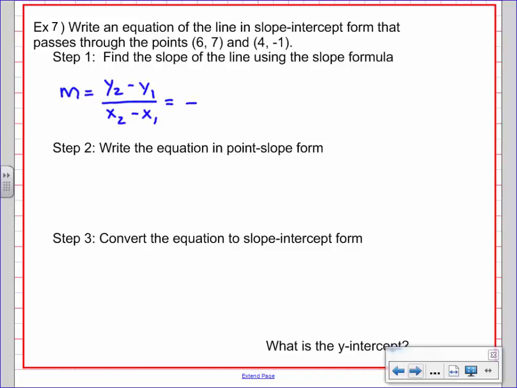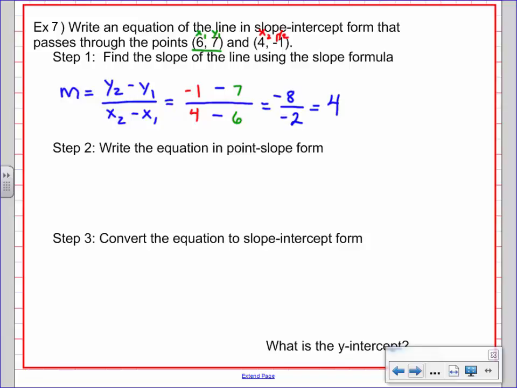And so I know that I'm going to have a minus in between, and I'm going to match up each of the points. So if I start with (6, 7) as my x1, y1, then I'm going to put a 6 down here and a 7 up here. So this is x1, y1. And my point (4, -1) is x2, y2, because that's the second point. So in the y2 spot, I'm going to put -1, and in the x2 spot, I'm going to put 4. And then I will simplify the top and the bottom of the equation. So -1 minus 7 is -8, and 4 minus 6 is -2, which means our slope is 4.